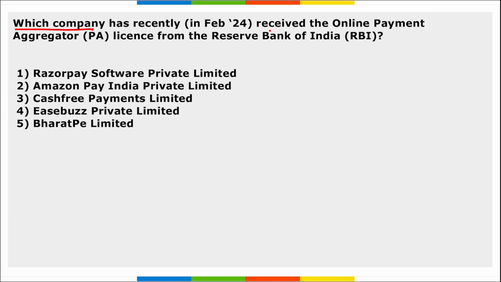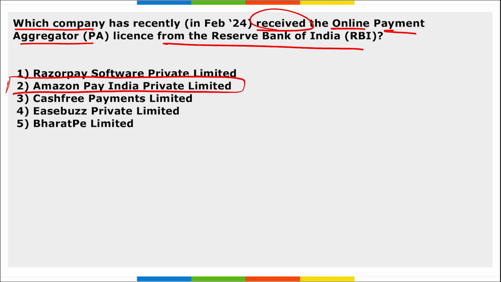Next, which company has recently received the online payment aggregator license from RBI? It is Amazon Pay India Private Limited. Correct? Take a note of this. So friends, these are your important current affairs for banking and finance for Feb month. Now let's move to some revision current affairs. They will be very beneficial for your learning.